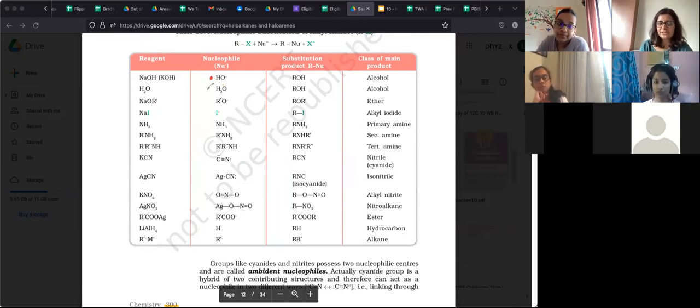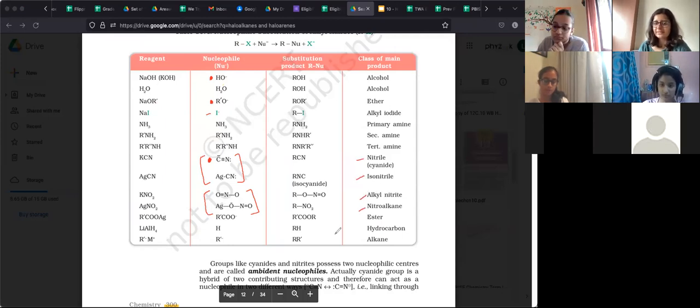So OH minus reactions, right? The third column is what they look like after the substitution. This is one you'll also come across. Can you explain the difference between alkyl nitrite and nitroalkane? Yes. There are a couple of pairs that we have to discuss. This pair is one you need to look out for, and this pair is another: nitriles versus isonitriles and alkyl nitrites versus nitroalkanes.